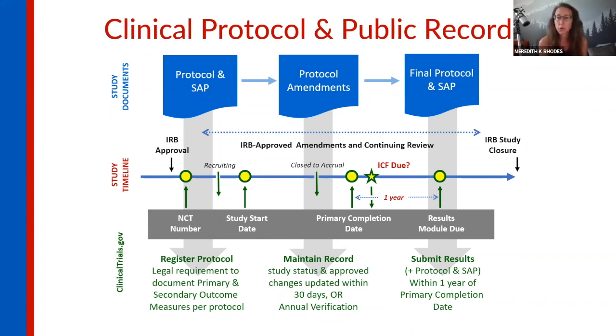And for any studies for which results are due, the results module is due within 1 year of that primary completion date. So it's very important that we relay what that primary completion date definition is. It's typically a dynamic date. We're chasing it around, we're updating it as the study progresses. But it's important for legal reasons that we get that date as accurate as possible, because it sets the results due date for the record.